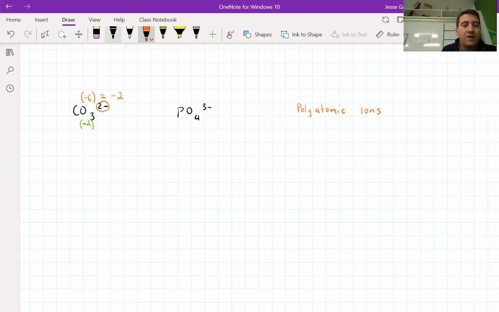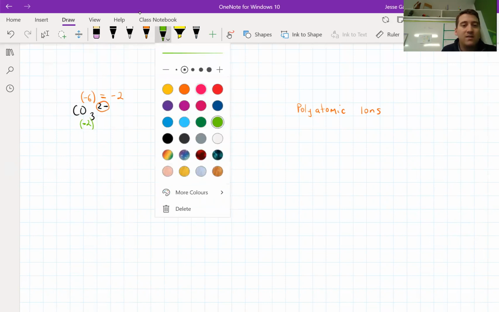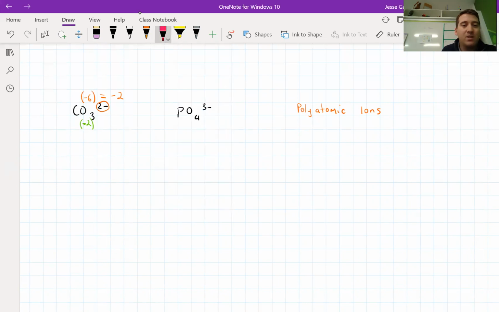So what do we have to add to -6 so that we'll be left with -2? The answer here is we have to add +4. +4 minus 6 gives us -2. There's 1 carbon, which means the oxidation number of carbon is +4. The rule here is that the sum of oxidation numbers equals the charge on a polyatomic ion. You try the second one. Pause the video and try PO4 3- for me now. Pause the video, do that.